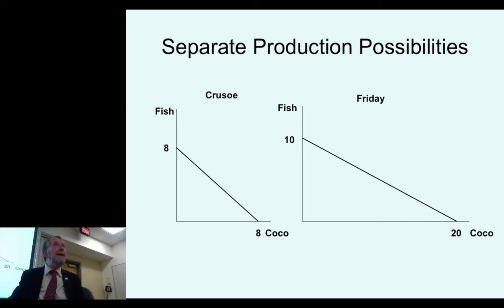Good, -1, because going down 1 goes over 1. What's the slope for Friday? Excellent, excellent. -1/2. Yes, ma'am.